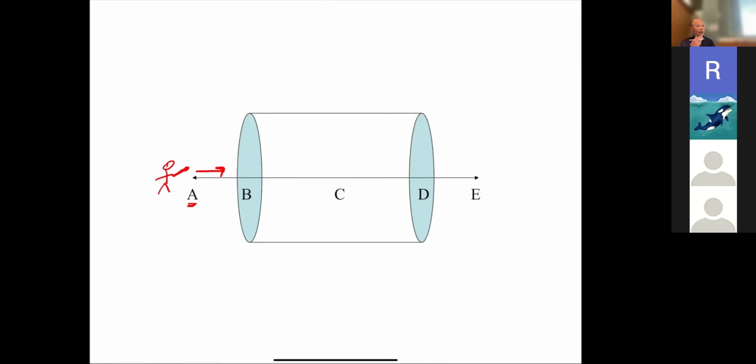What do people think? Yeah, go ahead. Probably point B. Okay, so vote for point B. It's going to just go to the edge of the magnet. Okay. Why will it stop there? I think it would stop when it touches the magnet.